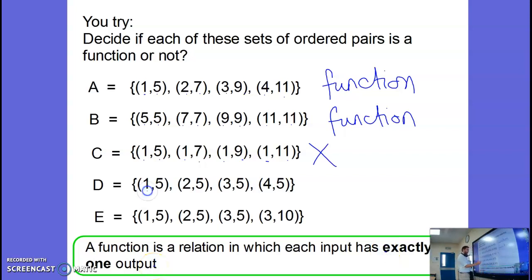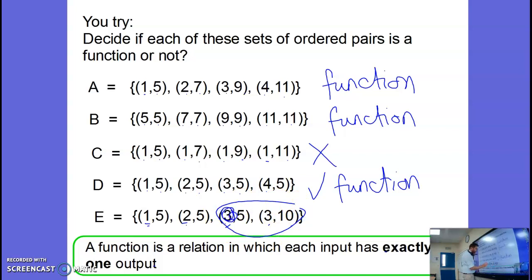Then D, 1 goes to 5, 2 goes to 5, 3 goes to 5, 4 goes to 5. Well, that's fine. Yes, that's a function. Because we don't have the same input having different outputs. We've got the same output for different inputs, but that's okay. Then the last one, 1 goes to 5, 2 goes to 5, 3 goes to 5, and 3 goes to 10. This first 3 is not a problem, but here the 3 could be 5, the 3 can be 10. That is not a function.